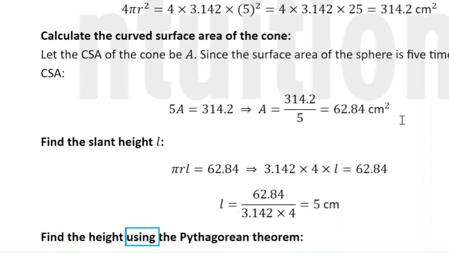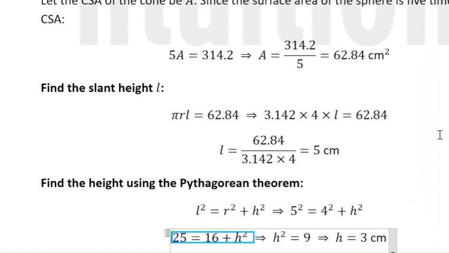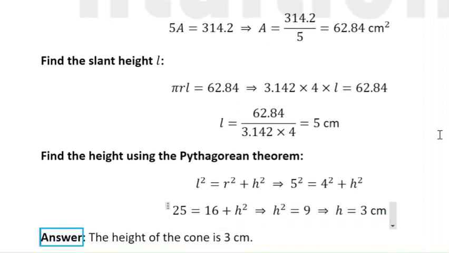Find the height using the Pythagorean theorem. L squared equals r squared plus h squared, which implies 5 squared equals 4 squared plus h squared. 25 equals 16 plus h squared, which implies h squared equals 9, which implies h equals 3 cm. Answer. The height of the cone is 3 centimeters.